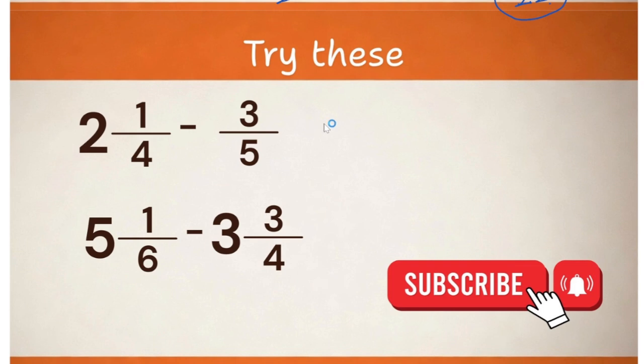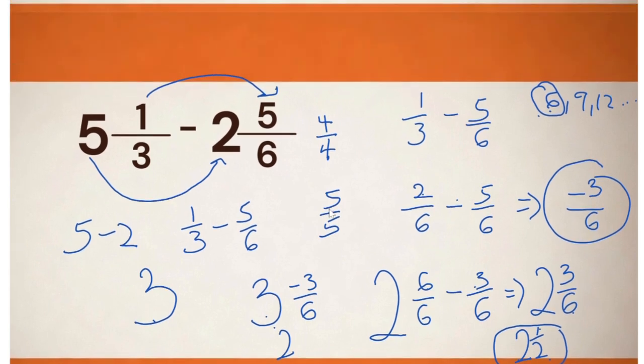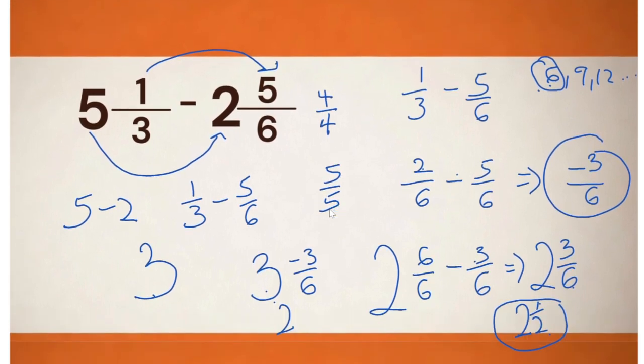So now you try this: 2 1/4 minus 3 fifths, and 5 1/6 minus 3 3/4. Try this, and you can also go back to watch this again for a better understanding.